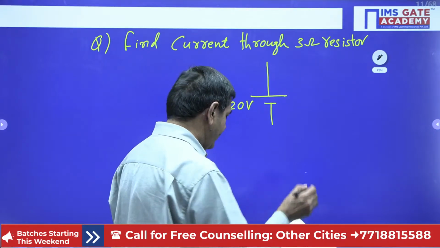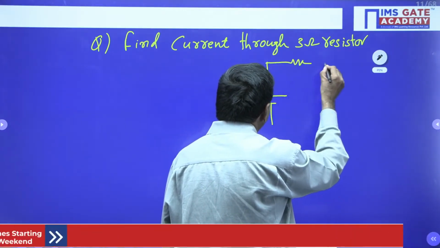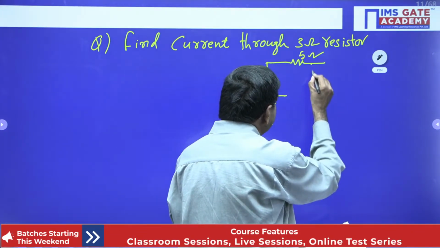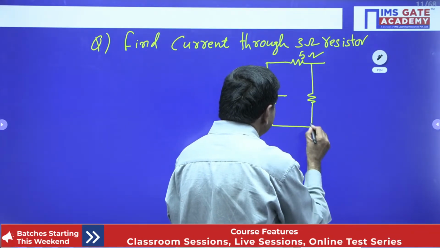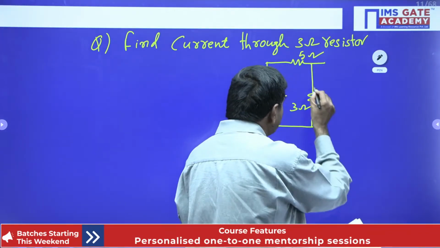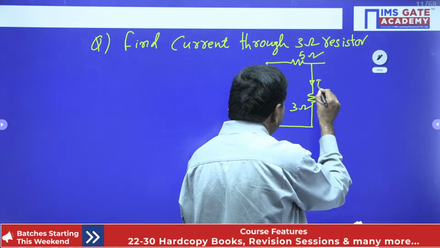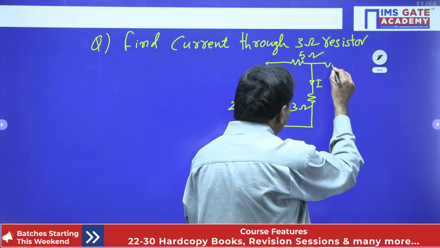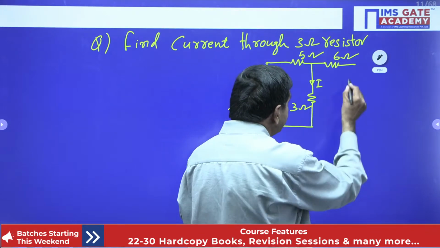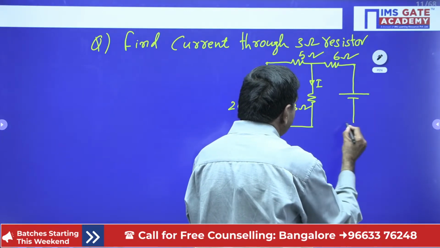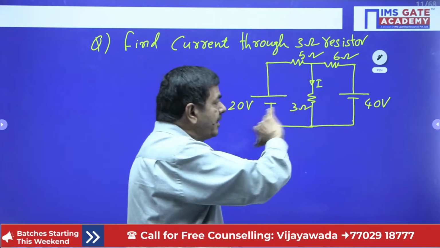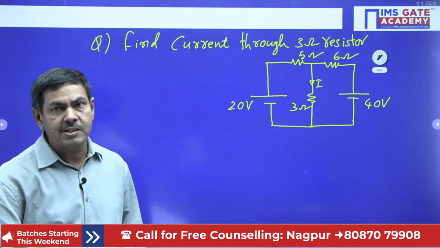Understand now. 20 volts, and here given a 5 ohm resistance, and here given a 3 ohm resistor. The current passing through the 3 ohm is given as I. Here it is connected with a 6 ohm resistor, and also connected with 40 volts. Shortly I will give a number of branches also. I will increase the number of branches. You will see the big problems also.